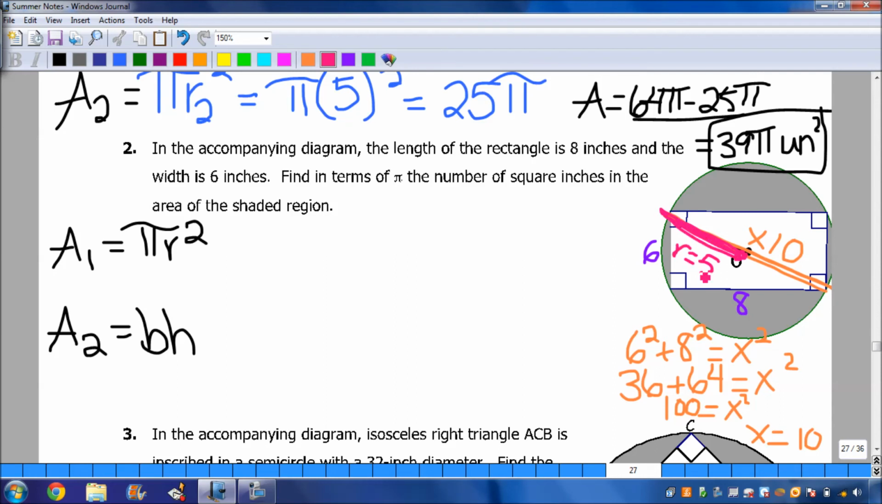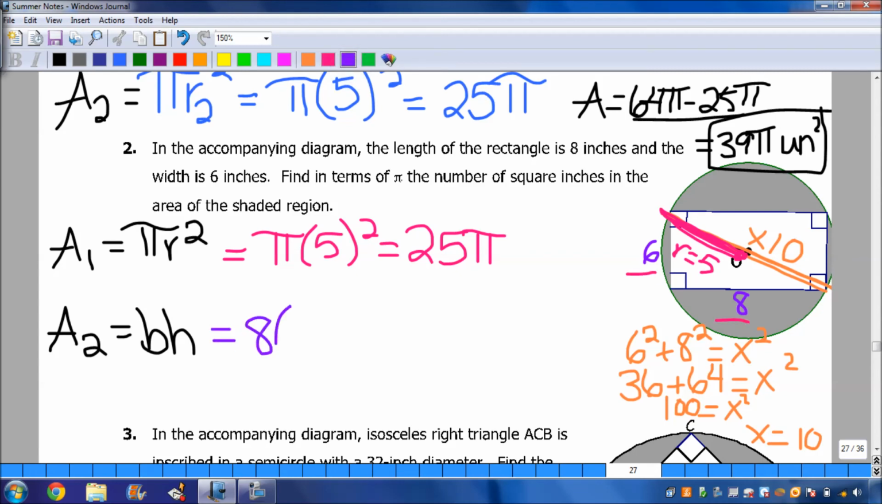Now I can go back here and say that this area is pi times the radius squared, which is 25 pi. Now, finding the area of the rectangle is super easy. All I have to do is base times height. I know that the base is 8. I know the height is 6. So it's just 8 times 6, which is 48.